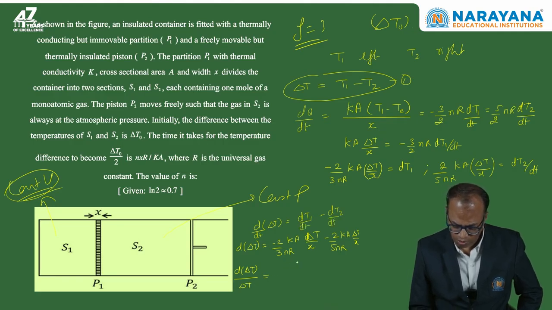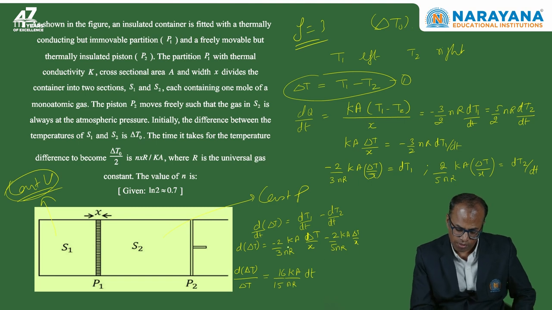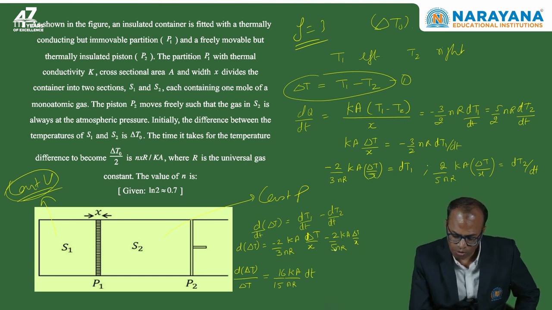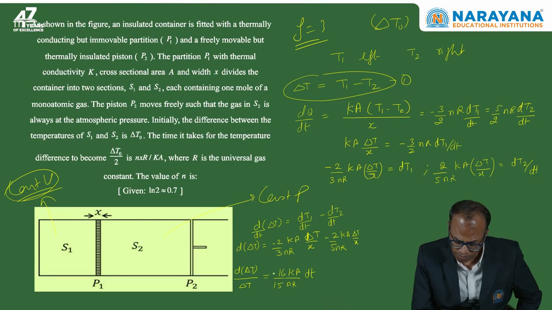Now dt I'll take onto the right side, so I'll take the LCM. I can take something common, 2 by 3 plus 2 by 5, so 5 plus 3 is 8 by 15, 16 by 15 Ka by nR times dt. Let me verify the calculation. 2 by 3 plus 2 by 5, 16 by 15 with a negative sign.